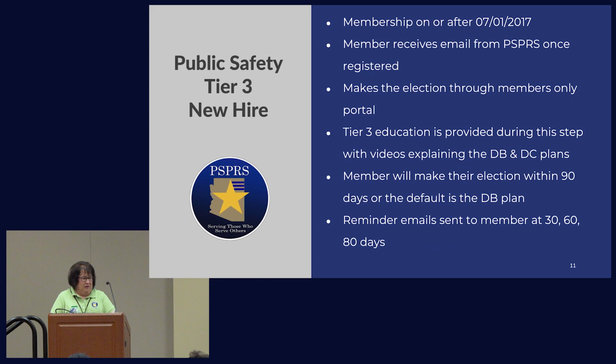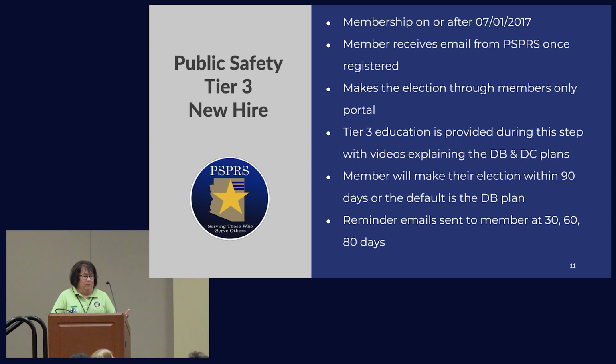Membership on or after 7/1 of 2017, the member will receive an email from us regarding their choices of DB and DC, so give them that opportunity to review that education. They only have 90 days, and they will get reminder emails at 30, 60, and 80. But be sure to enter them in demographics, because if you skip that piece of it, it's going to delay that member the opportunity to review this information.